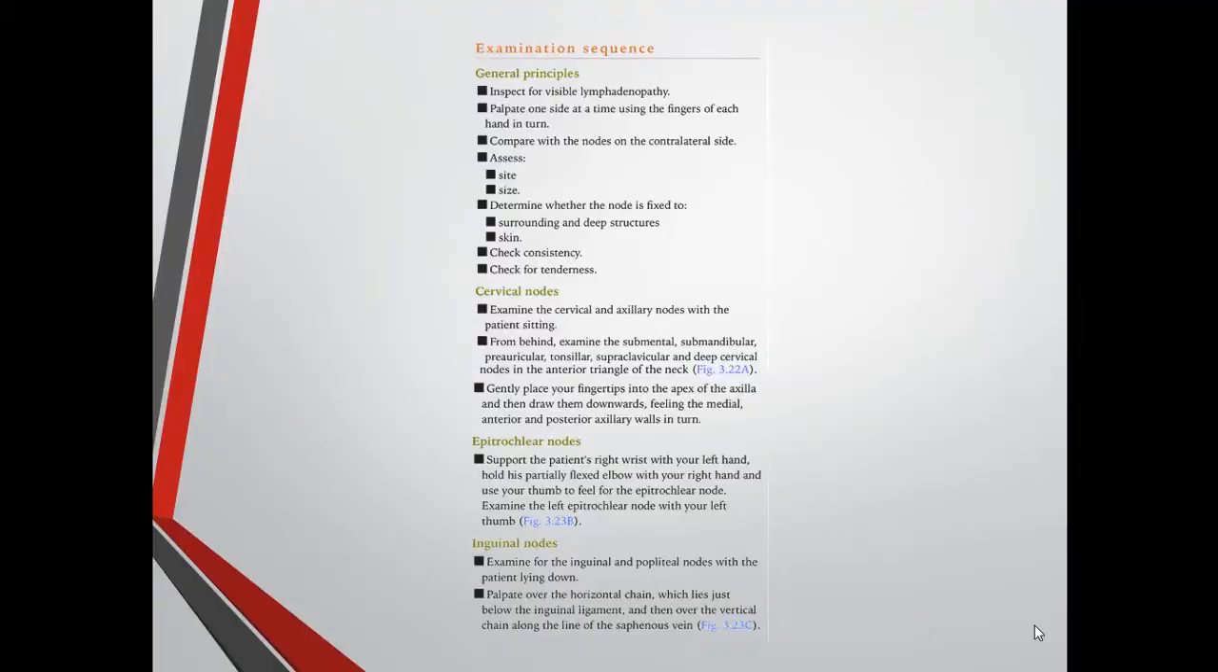Alright, so this is just some of the sites you can look. And again, you're just applying these techniques to those specific sites. Each site has a slightly different technique, but largely you're using your fingers to assess size, position, and of course the attachment: does it move around or not? Consistency: is it firm and rubbery? Most lymph nodes will be firm and rubbery. If they're boggy, you can push in on them a little bit. You think of infection, like pus in there.